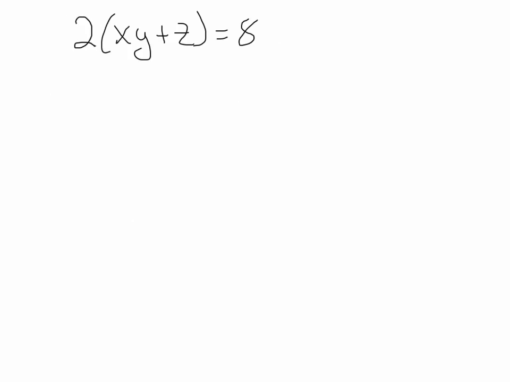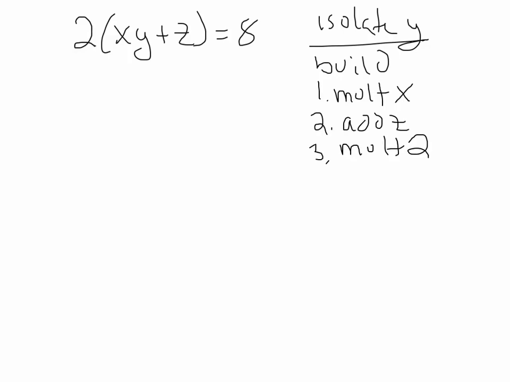So let's do one more, a little more complex literal equation with 2 times the quantity xy plus z equals 8. And for this, I want to isolate y. So take a second, pause the video, and write the steps to build and solve to isolate y. So our steps to build the equation, we're multiplying by x first, then adding z, and then we're multiplying by 2.